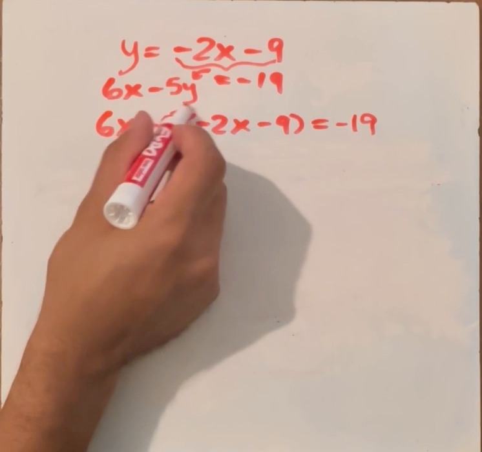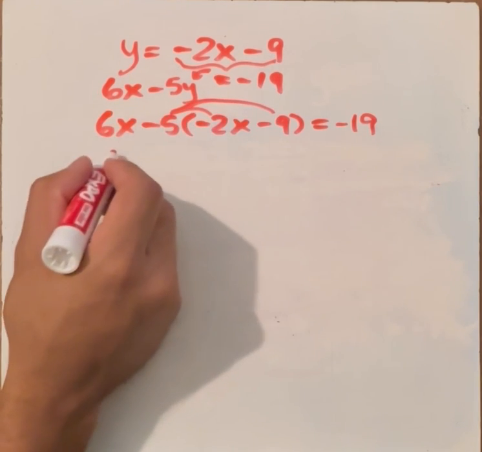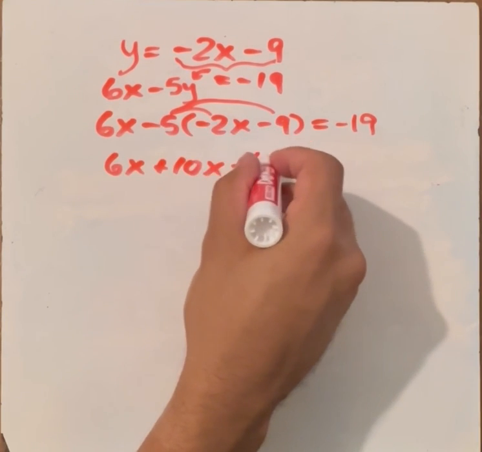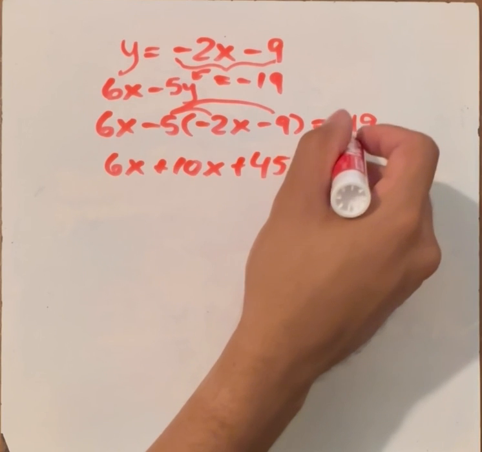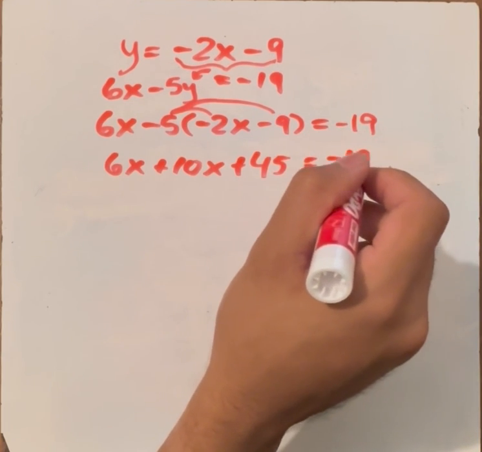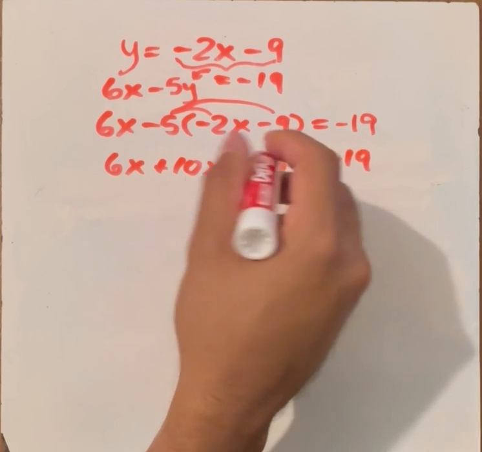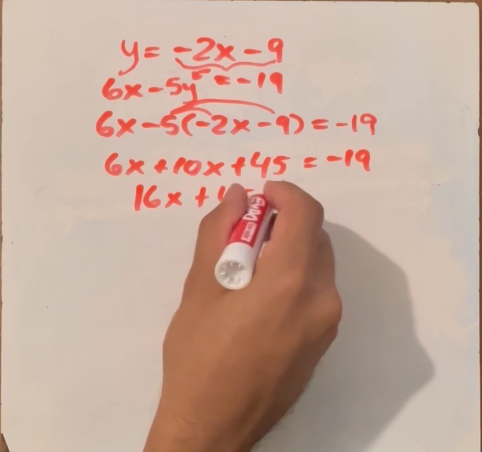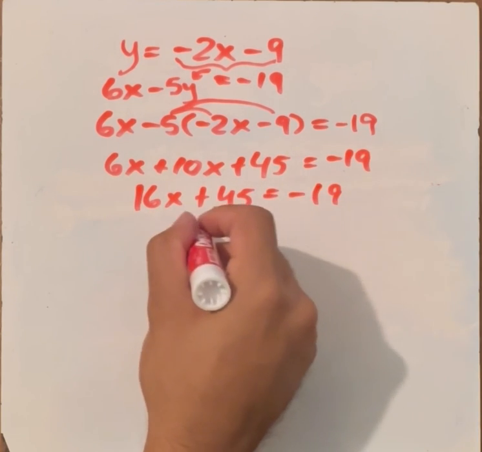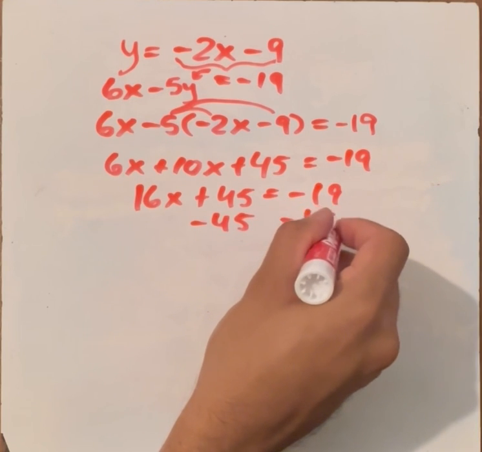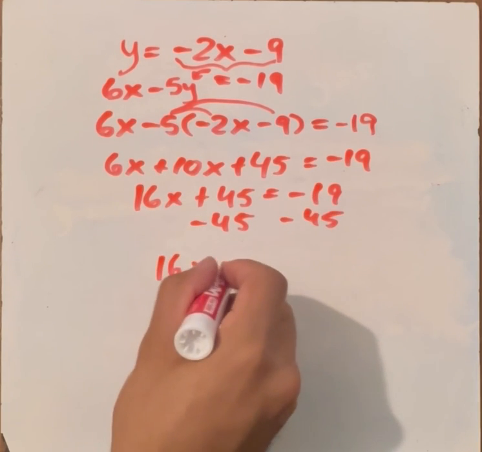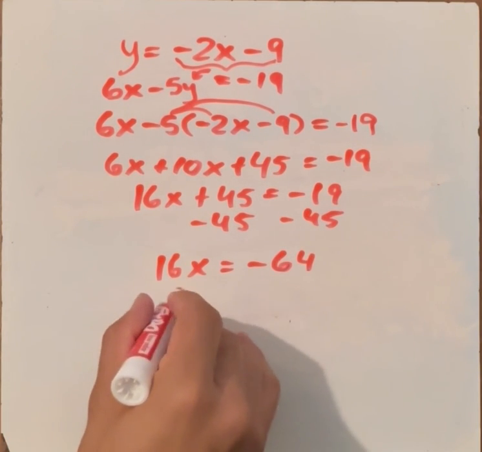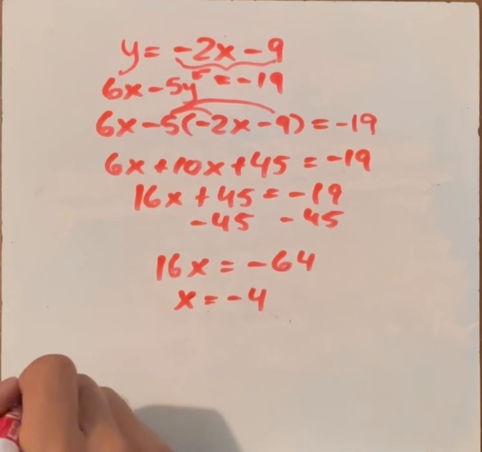By distributing the negative 5 to the negative 2x and to the negative 9, we get 6x plus 10x plus 45 equals negative 19. Okay, so 6x plus 10x is 16x plus 45 equals negative 19. Then we can subtract 45 onto this side, and we'll get 16x equals negative 64. So when we divide both sides by 16, we would get x equals negative 4.